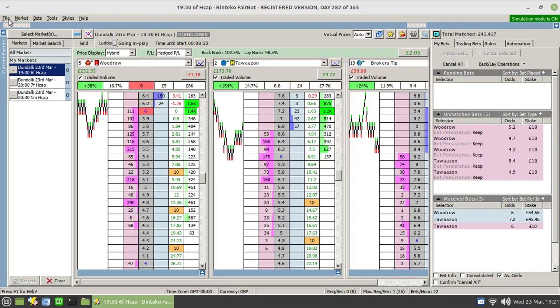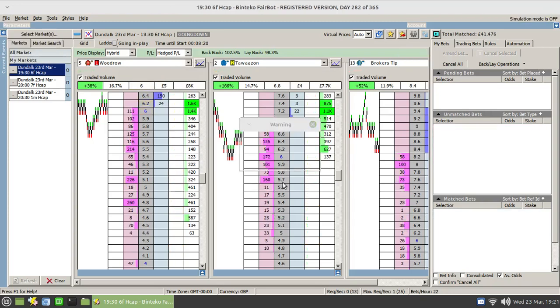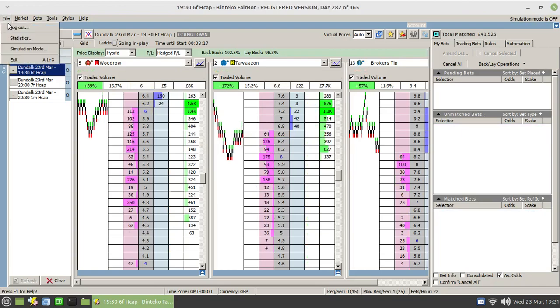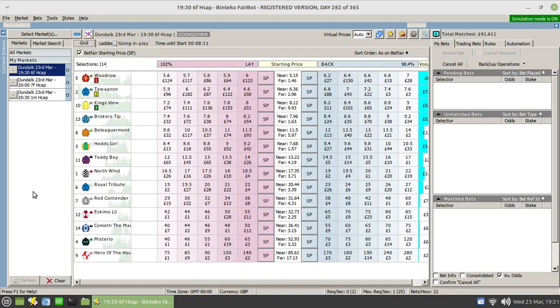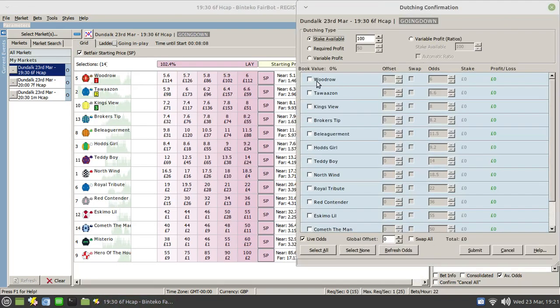Okay, once again, let me just switch simulation mode on and off again, just to clear the numbers. And if we go back to the grid again, what other options have you available to you? Well, let's again just set up our Dutch on the top two.